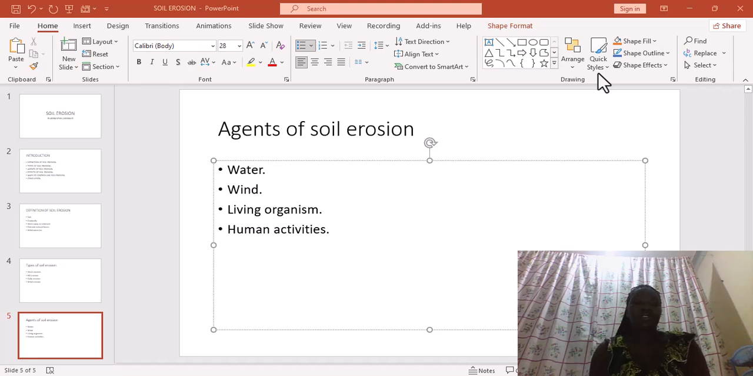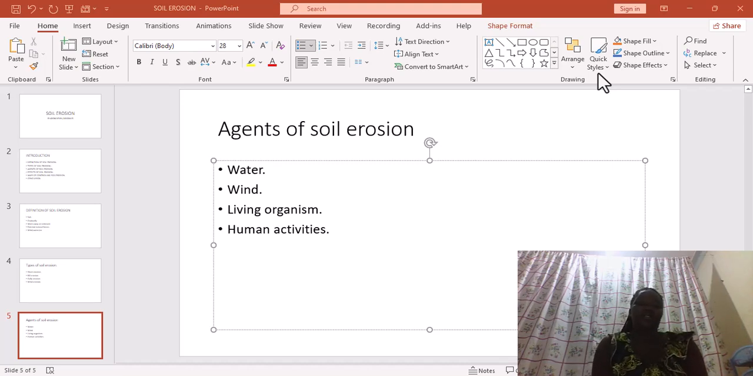So the next one I will be talking about is wind as one of the agents of soil erosion. For the wind, it occurs when very strong winds pick up and transport loose soil particles, especially in arid or semi-arid regions with little or no vegetation cover.